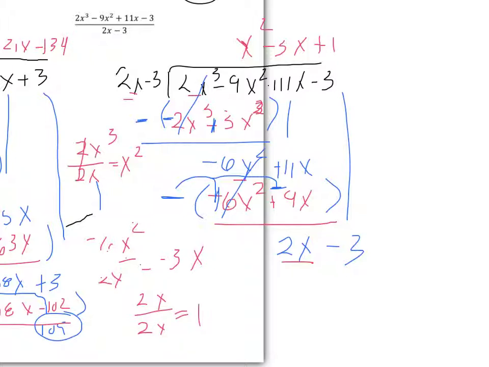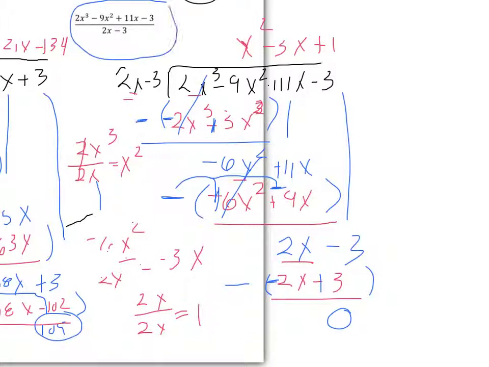Now we multiply. 1 times 2x is 2x. 1 times negative 3 is minus 3. Subtract this off. That makes that negative and that positive. Remainder 0. So we can say that 2x cubed minus 9x squared plus 11x minus 3 all divided by 2x minus 3 is x squared minus 3x plus 1. It went in evenly.